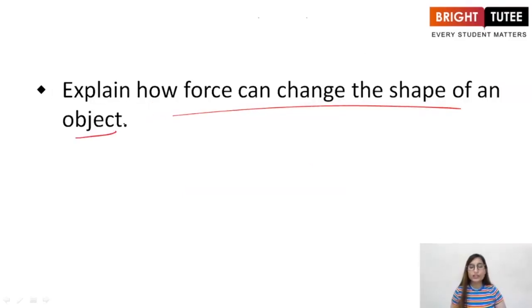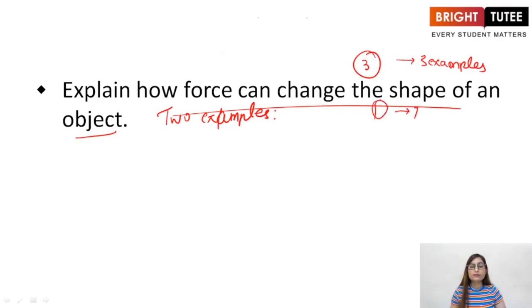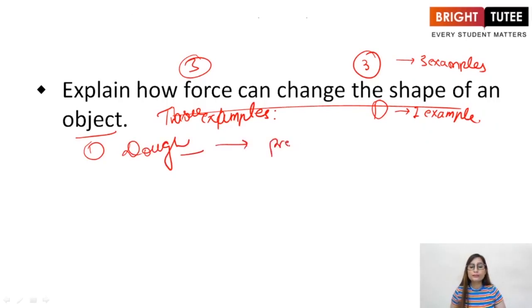Explain how force can change the shape of an object. Taking two examples, here you have to answer according to the examples. If this is a 3-mark question, you will be giving 3 examples. If this is a 1-mark question, you can give 1 example only. Right? So taking this as a 3-mark question, we will be giving 3 examples. First one being the dough. Right? When you press the dough, its shape changes, right? You basically are applying some force and it is changing its shape.